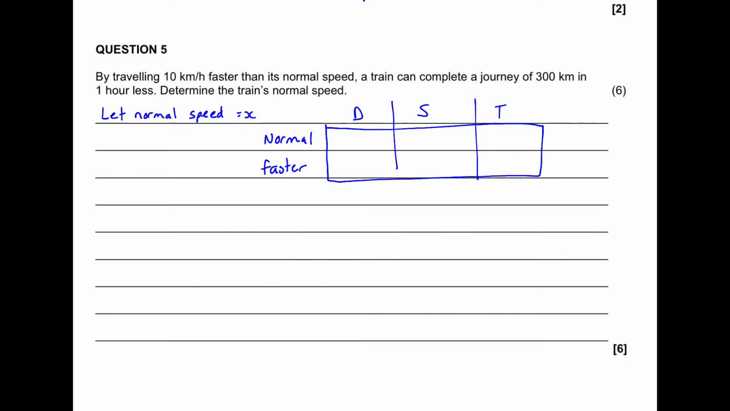We've said let his normal speed equal x, so therefore we need to have an x in that column. And then the question says that his faster speed is 10 kilometers an hour more than his normal speed, so therefore the speed of the faster time will be x plus 10. They also tell us that the distance is 300, so that will be in both rows for the normal and the faster time. The distance remains the same.